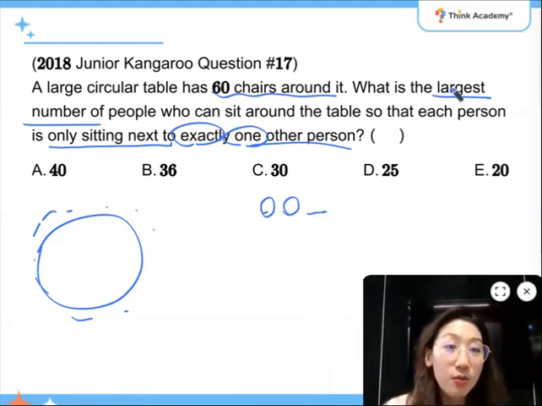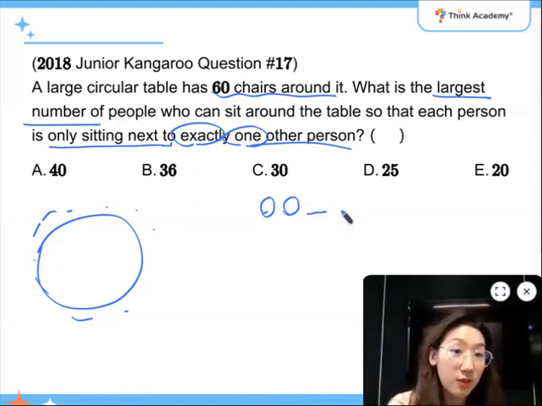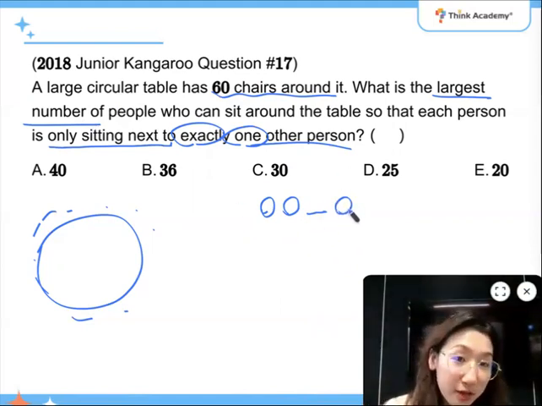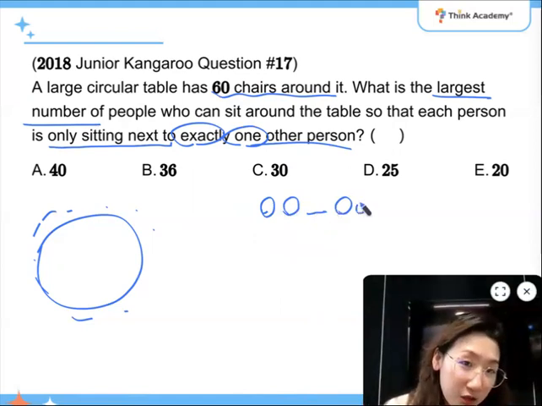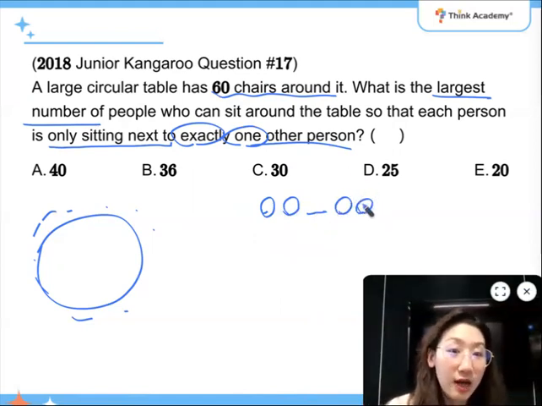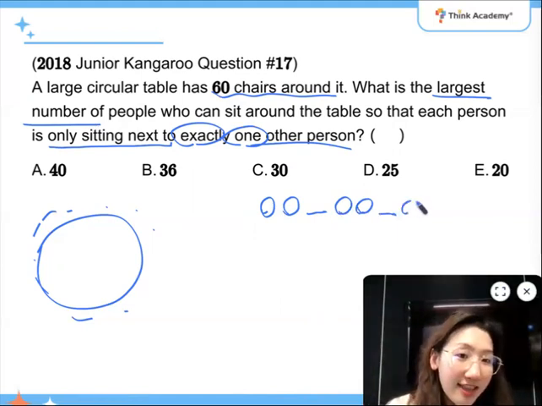And now, because we want the largest number of people, you want to fit in as many people as possible. So for the next one, you don't want to leave another blank. You want to fit in another person. So if you put in another person, and again, we can just continue and put another person next to the person and then leave a blank, and then we can just go on like this.